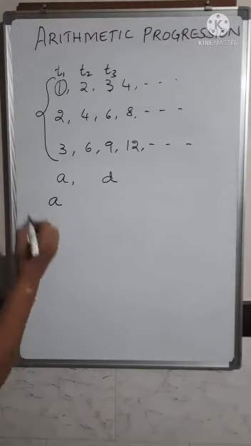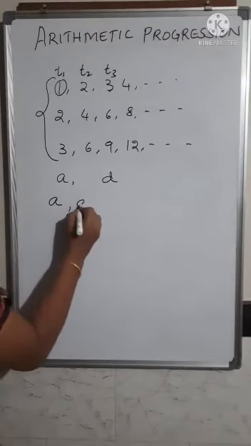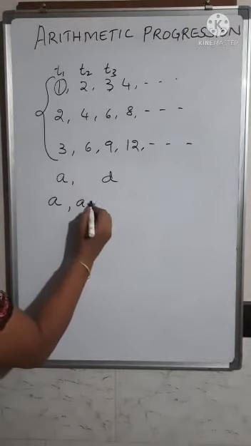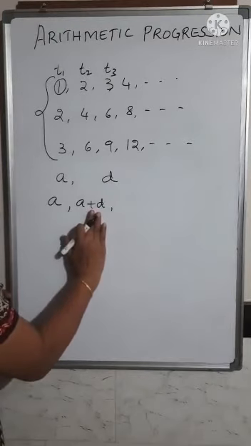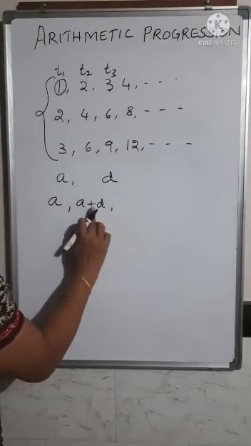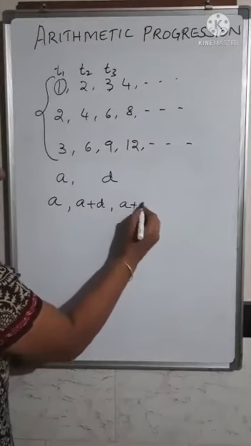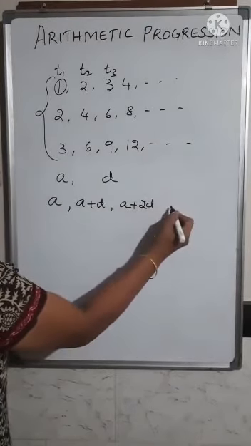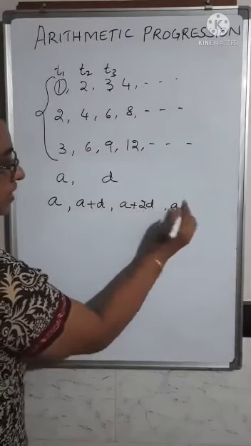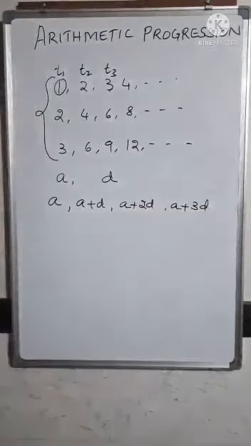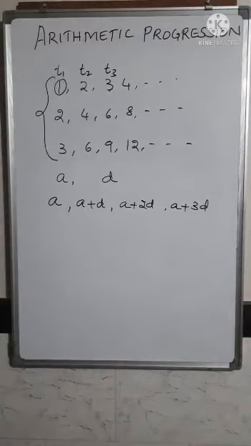How do you write the terms of the arithmetic progression? The first term will remain A itself. To get the second term, add the common difference to this, so you get A plus D. To get the third term, add D to this, so you get A plus D plus D, which is A plus 2D. To get the fourth term, when you add D, you get A plus 3D. Like this, if you know the first term and the common difference, you can write the AP by adding the common difference to the previous term.